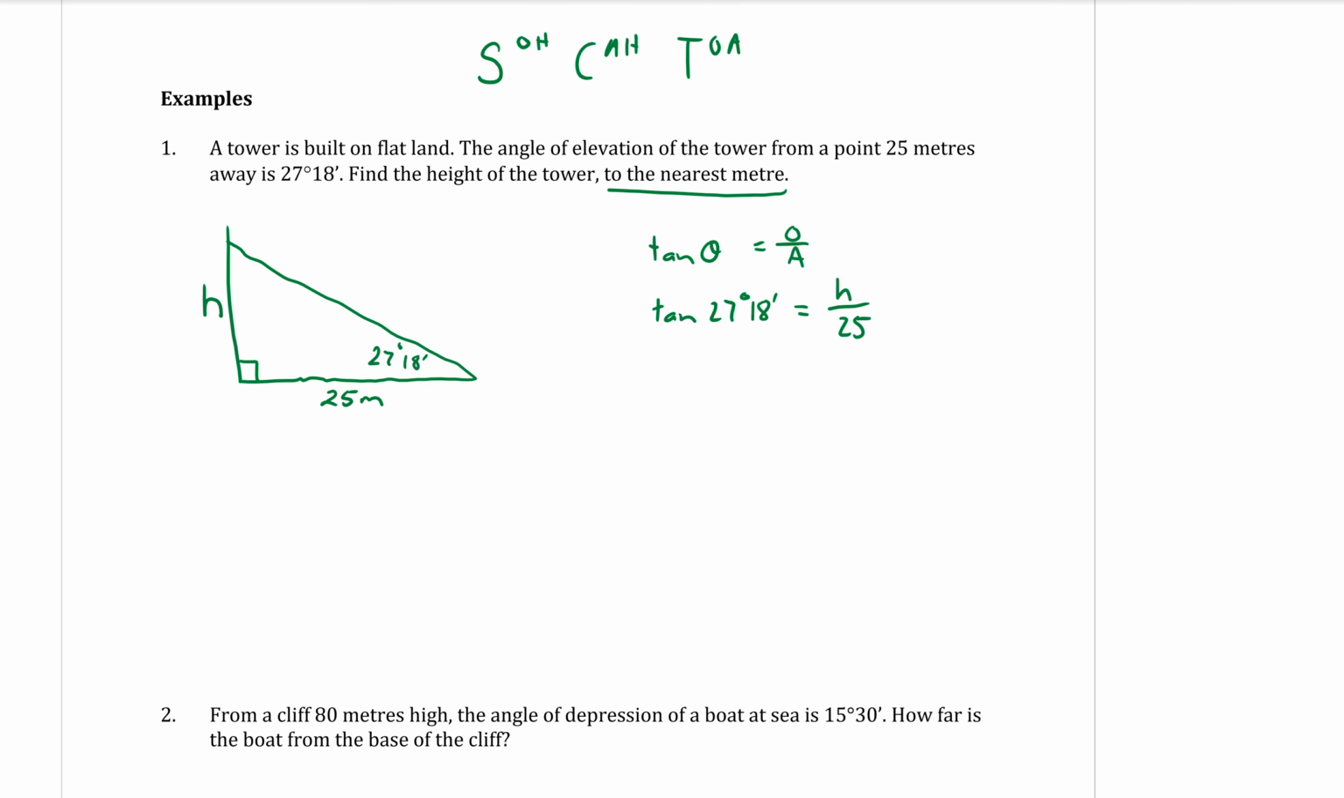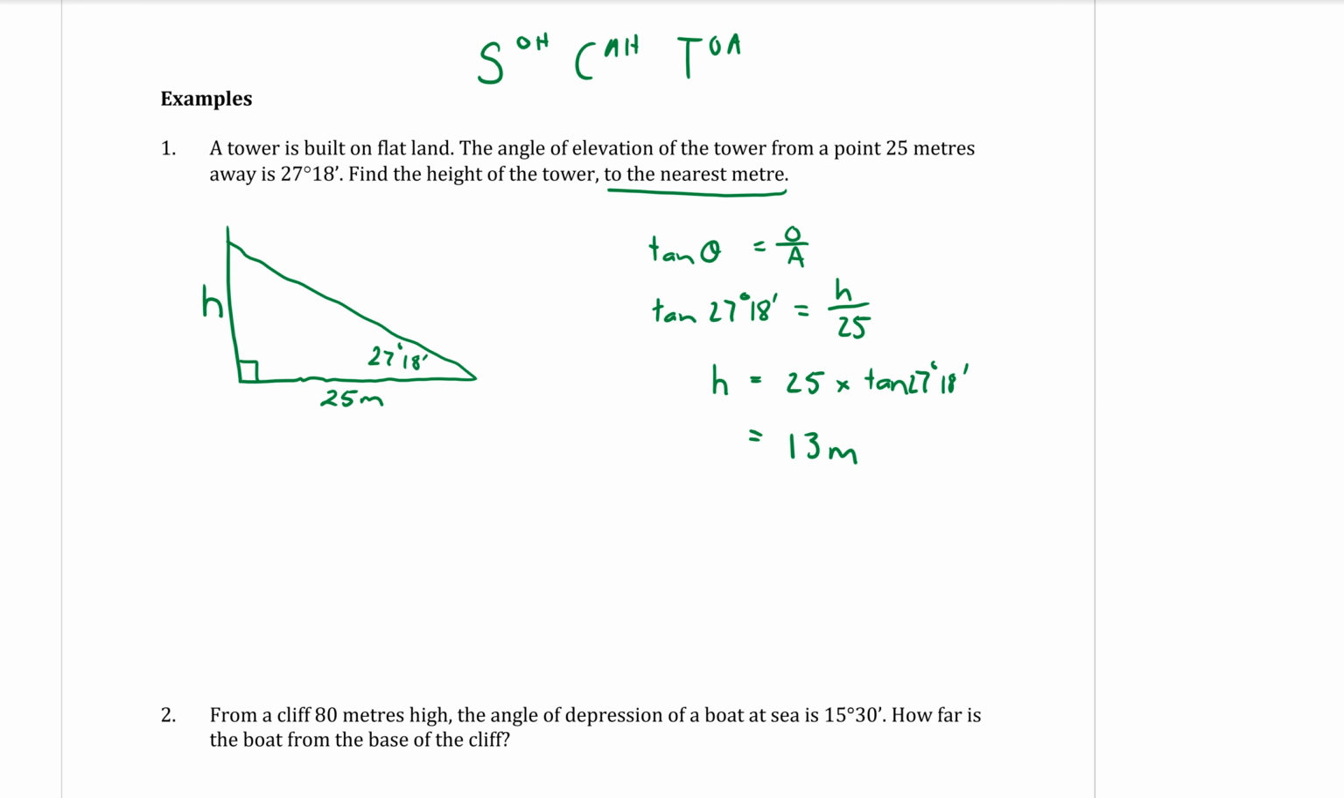Then I just want to times the 25 over to the other side, so H is by itself. So usually you put the 25 in front of the tan 27 degrees 18 minutes. You don't have to if you put the tan first and then times by 25. It just means on your calculator that you have to make sure you close that bracket for your angle first. Otherwise, it will give you the wrong answer. So that works out to be 13 metres rounded to the nearest metre like I was asked to do.